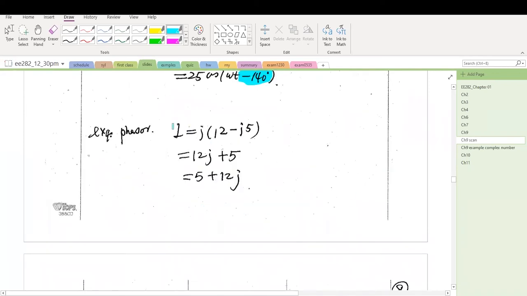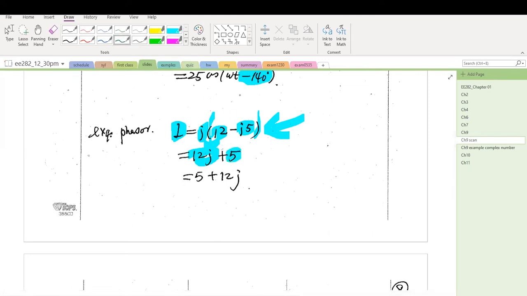What about when the phasor is given in this format? Now this is a rectangular format, so we can do a little reorganization here. We take j in to break up this bracket, so 12j plus 5. And remember, j squared equals minus 1. So that's the real part 5, and the imaginary part 12j.